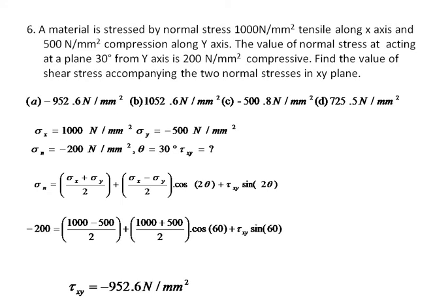Okay. So again in the same problem also, as said before, I can ask what is the value of sigma n by giving the values of sigma x, sigma y, theta and tau xy. So any one thing can be given as an unknown by giving all the other values. So you have to find the unknown value.